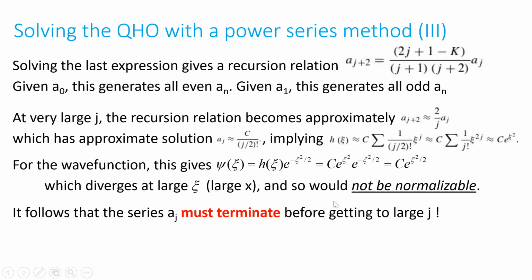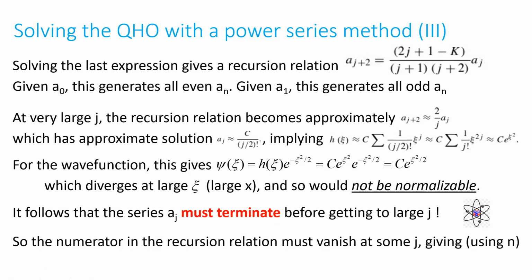Okay, I put this in here as a reminder that this technique of a power series being required to terminate because of normalization considerations works for the harmonic oscillator, but it also works for the hydrogen atom, which we'll be looking at later. So this idea of the power series needing to terminate so that it doesn't blow up is going to come back again, and we'll see it again in the hydrogen atom.